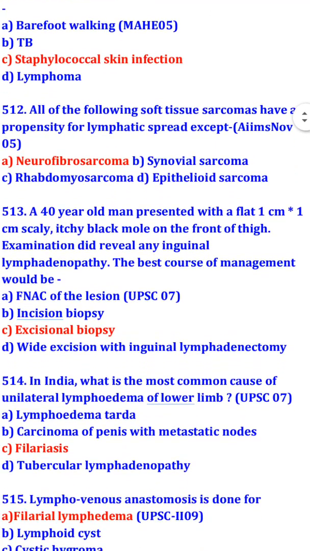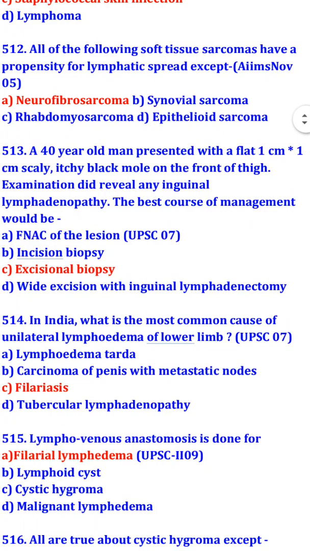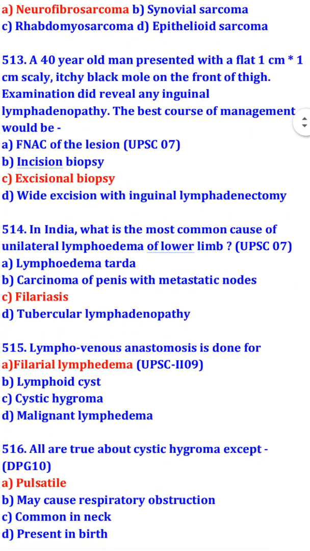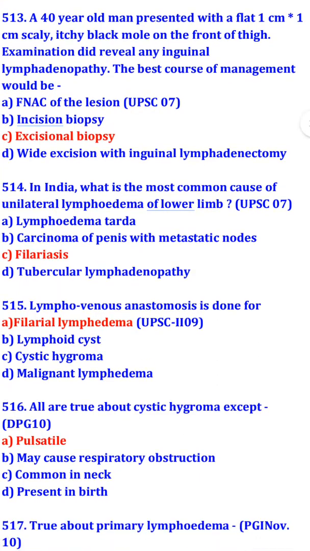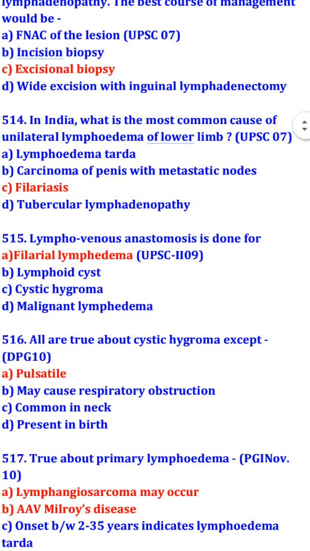A 40-year-old man presented with a flat 1 centimeter by 1 centimeter scaly, itchy black mole on the front of thigh. Examination did not reveal any inguinal lymphadenopathy. The best course of management would be excisional biopsy. In India, what is the most common cause of unilateral lymphedema of lower limb? Filariasis. Lymphovenous anastomosis is done for filarial lymphedema.